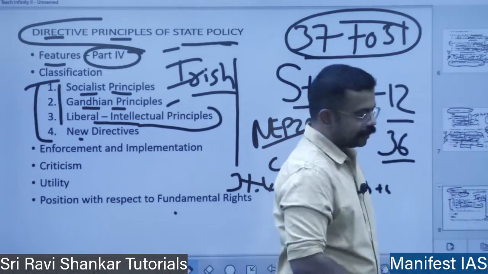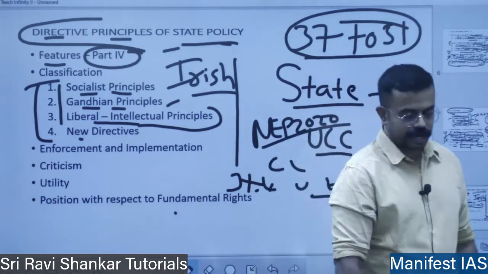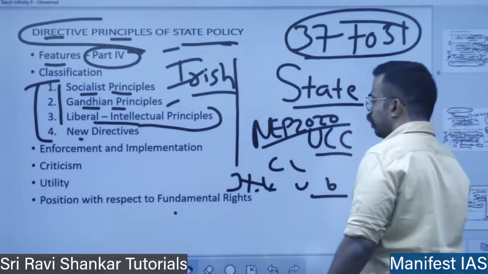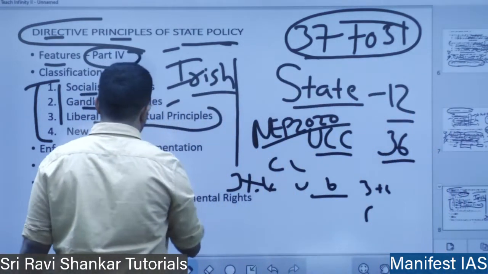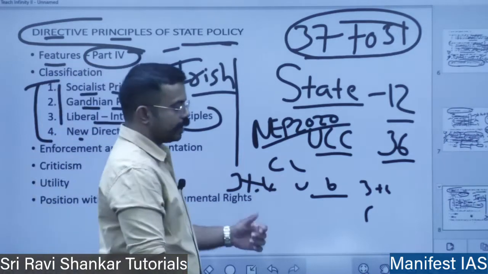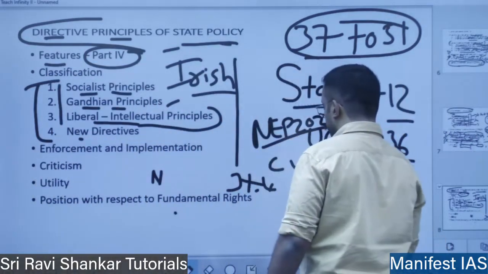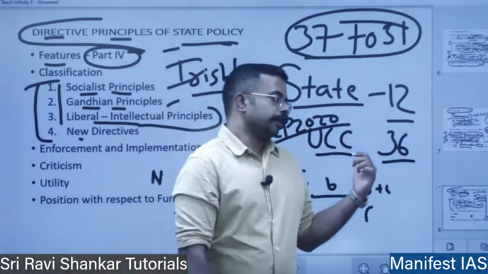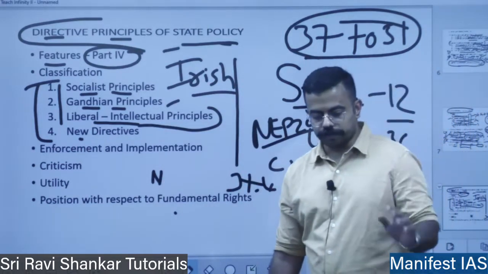Next, organizing agriculture and animal husbandry on scientific lines. Article 48. 48A, protection of environment. All your environmental acts. The National Action Plan on Climate Change 2008 stems from this. National Wildlife Action Plan 2016 stems from this. Project Tiger, Project Elephant stem from this.